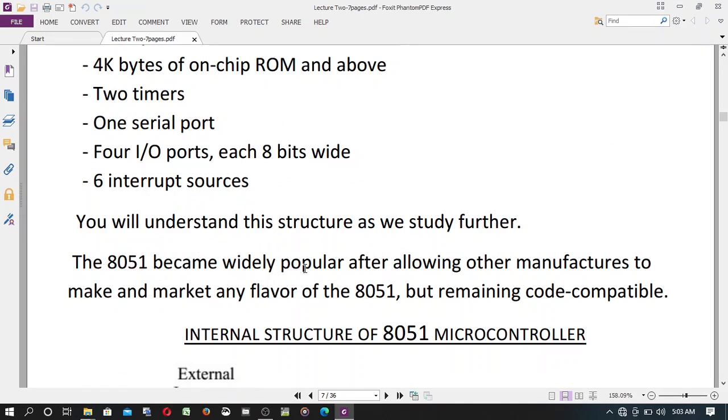Okay, the 8051 became widely popular after allowing other manufacturers to make and market any flavor of 8051 microcontroller, but remaining code compatible. You will understand this structure as we study further. All 8051 flavors in the market are all code compatible. They can all be programmed, but they are of different series.